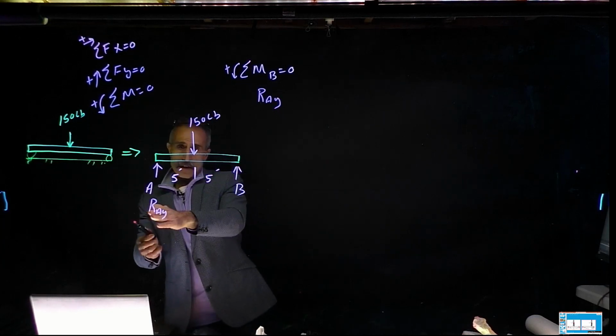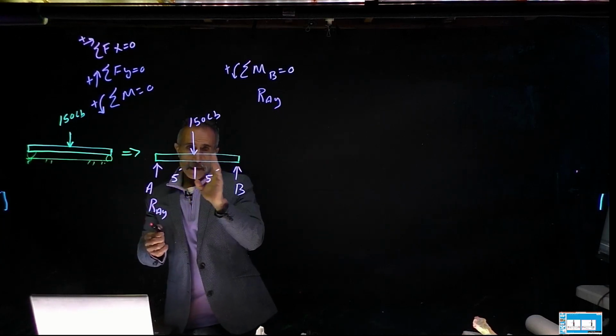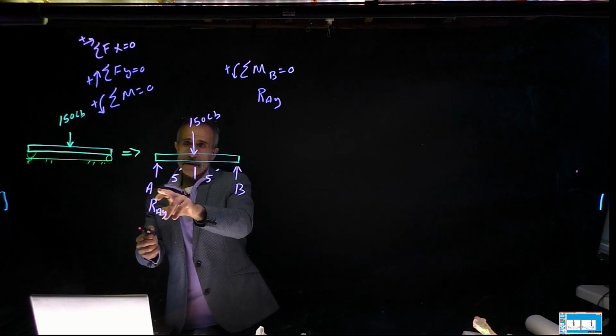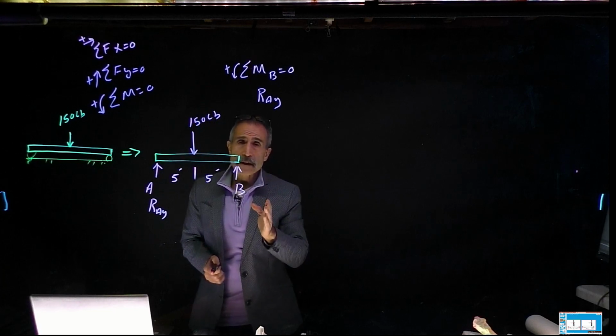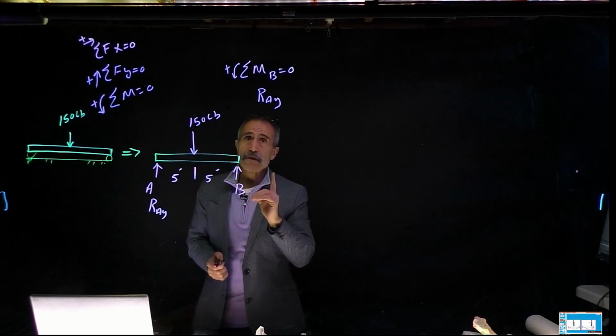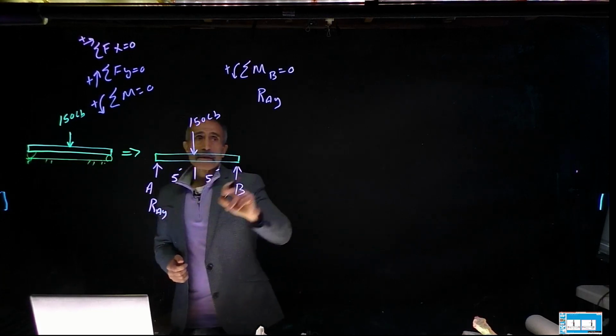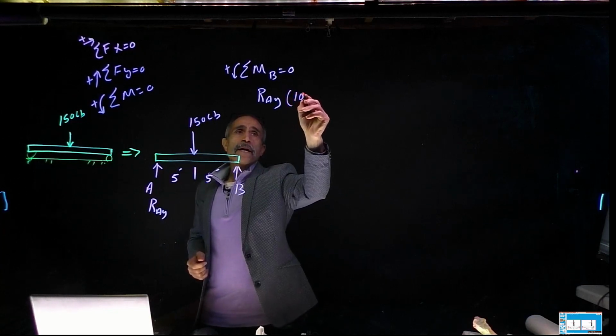That's going to have the moment about point B. From this force, it's going to be this force times 10 feet. And the distance has to be perpendicular. Keep that in mind, very important. So RY times 10. But is it positive or negative?